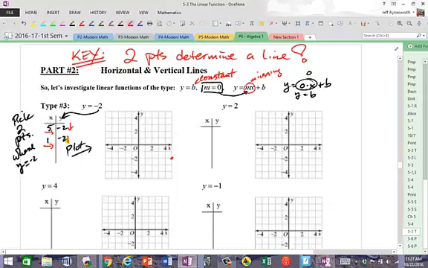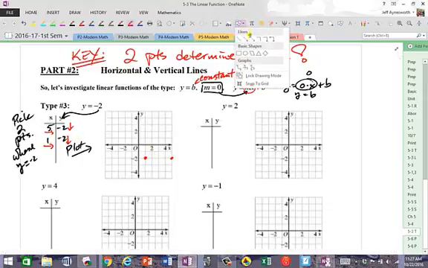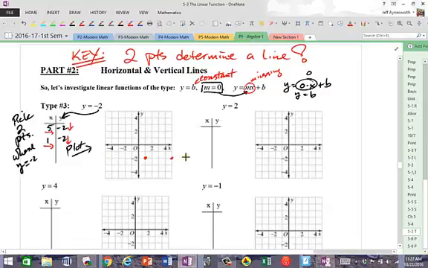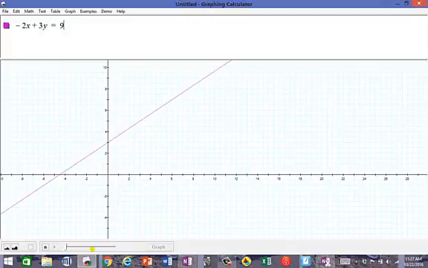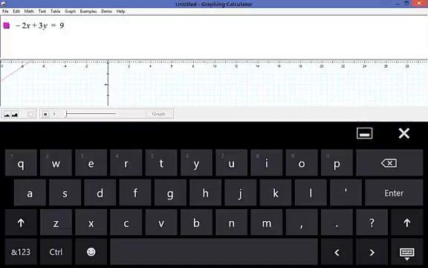And now you graph. Holy smoke, look at this. They line up in a horizontal fashion. So this is y equals negative 2. It's horizontal. Is that always the case? I don't know. Let's find out. In fact, let me just show you on the graph here. I got this cool graphing program here. Let's enter in y equals negative 2.